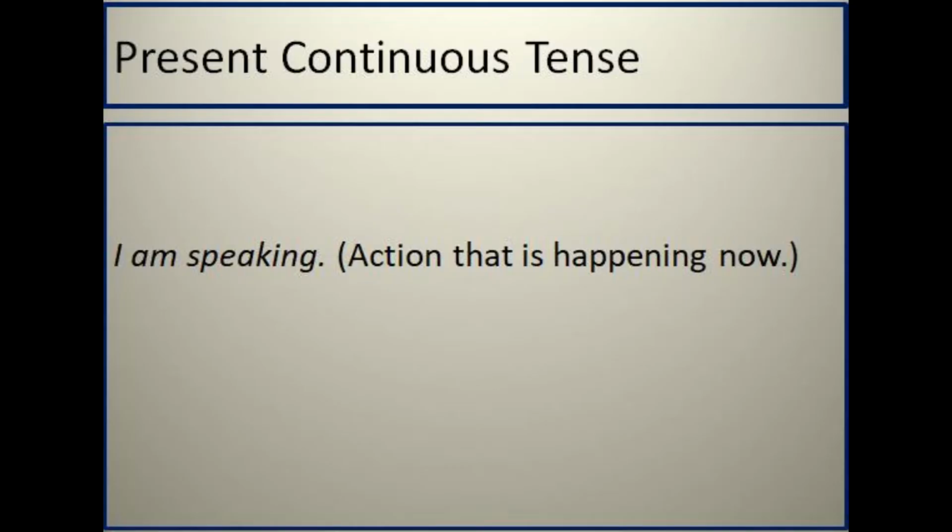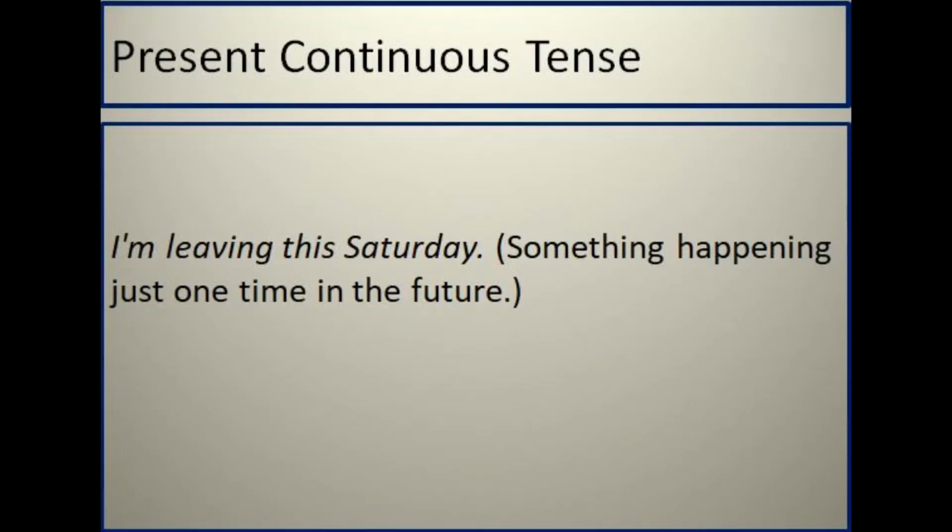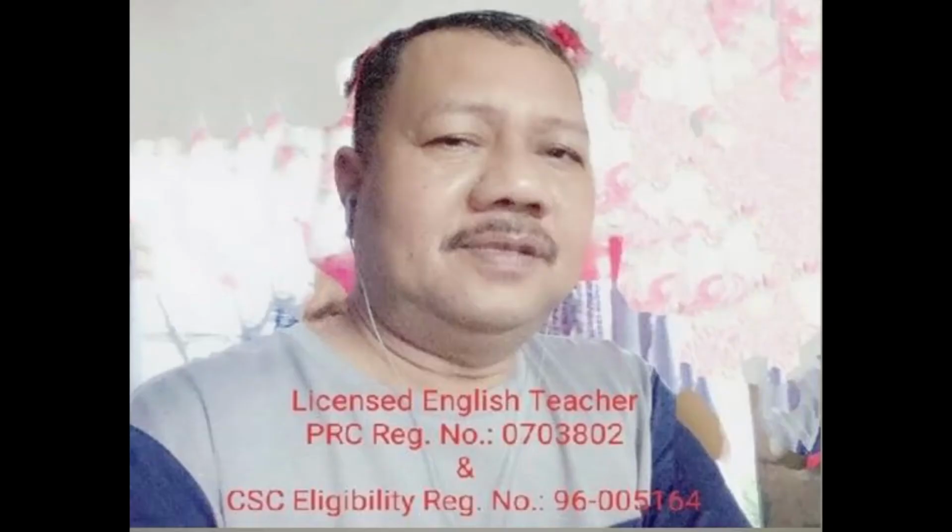We also use it for one-time action or idea, and this relates a little bit to future tense, which I'm going to talk about later. But for something happening just one time in the future, we can use the continuous form to describe it. For example, "I am leaving this Saturday." Sometimes others may ask, what's the difference in usage between "I'm leaving this Saturday" and "I leave this Saturday"?